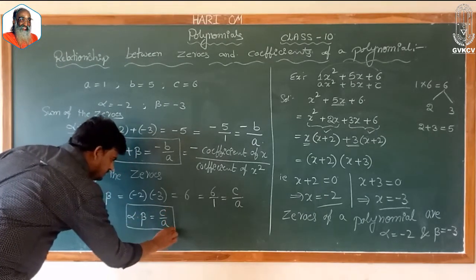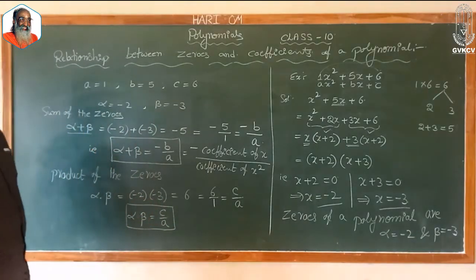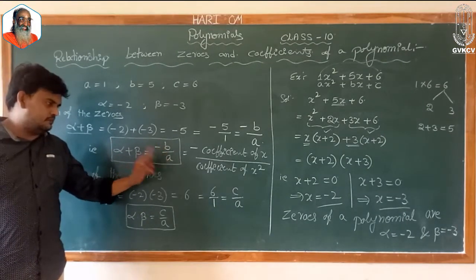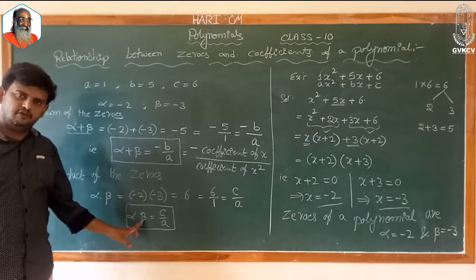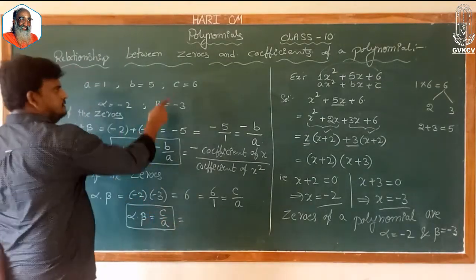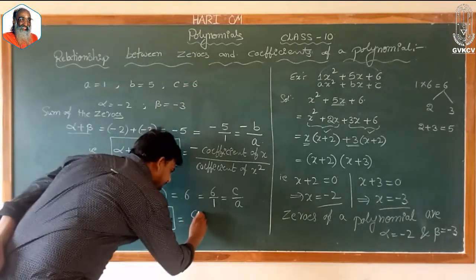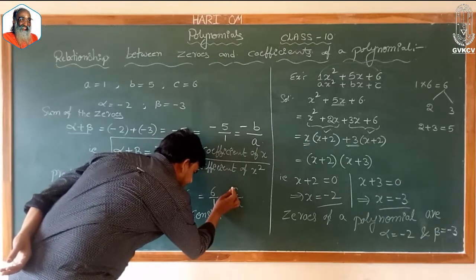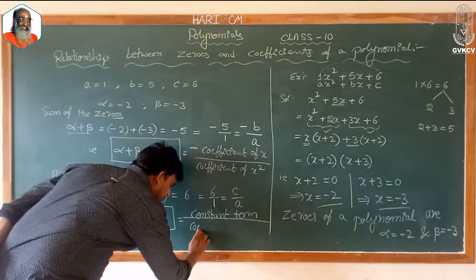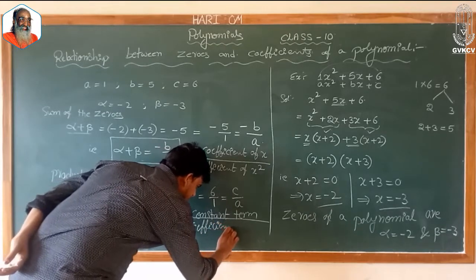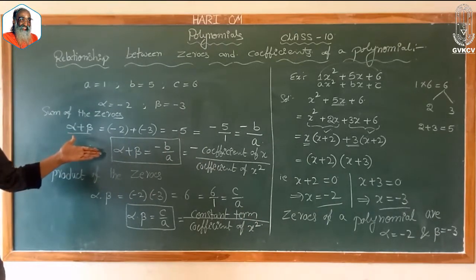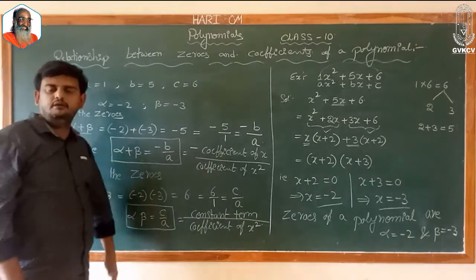This is another relationship between the zeros and coefficients. So the sum of the zeros, alpha plus beta, is equal to minus b by a. The product of the zeros, alpha into beta, is equal to c by a. Still more, if you want, you can write it as: c is nothing but the constant term, so constant term by coefficient of x square. So this is the relationship between zeros and coefficients of a polynomial.